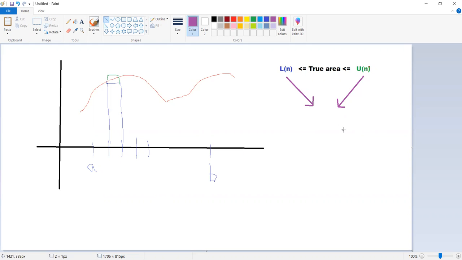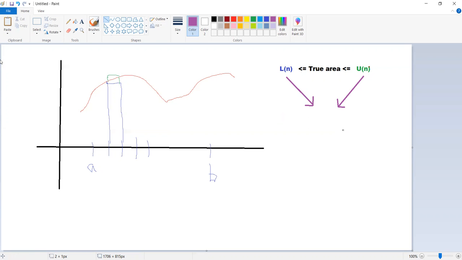what's the only number that they could both converge to if they converge to the same thing? It has to converge to the true area. Imagine it converges to something less than the true area. Well, the upper bound is never smaller than the true area. So if they converge to something less than the true area, that's impossible. And by a similar argument, if it converges to something greater than the true area, there's a problem. So the only thing that they can converge to is the true area.